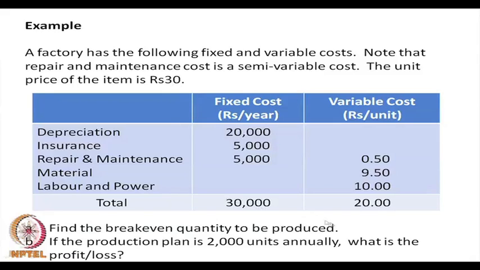There are two parts to this question. What is the break even quantity Q star, and the second part is if the production plan is 2000 units annually, what is the profit or loss. That is irrespective of what the break even quantity is, if the manager decides or plans to produce only 2000 units, whether it will give a profit situation or a loss situation, and if so, what is the amount of profit or loss.